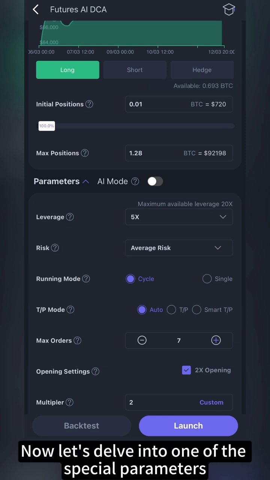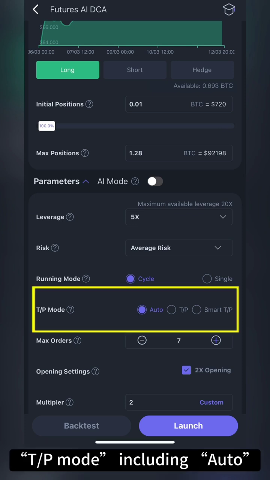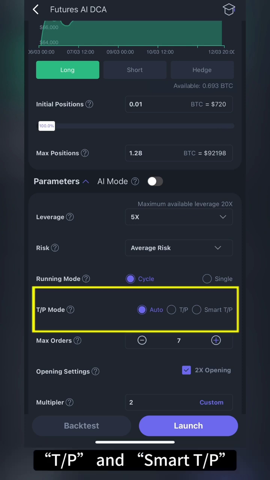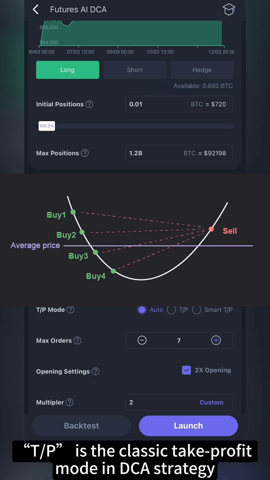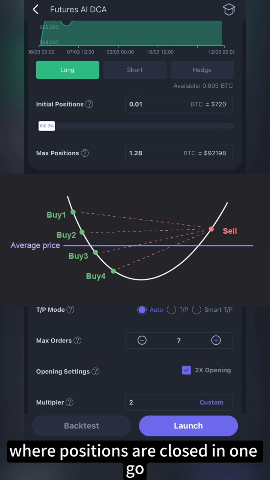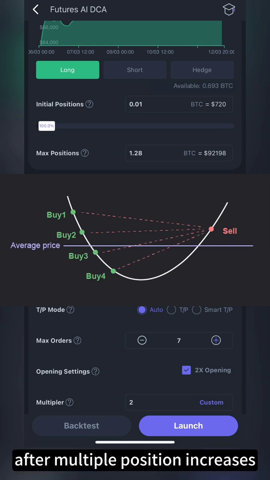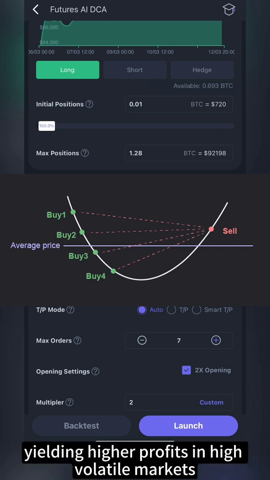Now let's delve into one of the special parameters, TP mode, including Auto, TP, and Smart TP. TP is the classic take-profit mode in DCA strategy, where positions are closed in one go after multiple position increases, yielding higher profits in highly volatile markets.